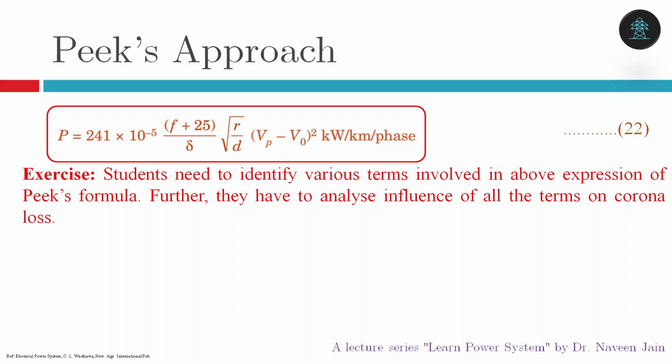This empirical relation, as derived by Peek, has many limitations. It gives correct results only when the supply frequency lies between 25 Hz and 120 Hz, the conductor radius is greater than 0.25 centimeter, and the ratio of Vp and V naught is greater than 1.8. Otherwise, you can also use another expression to calculate corona loss, given by the scientist Peterson, and the expression is known as Peterson's approach. This approach is not included here. You can also see this approach in many books.